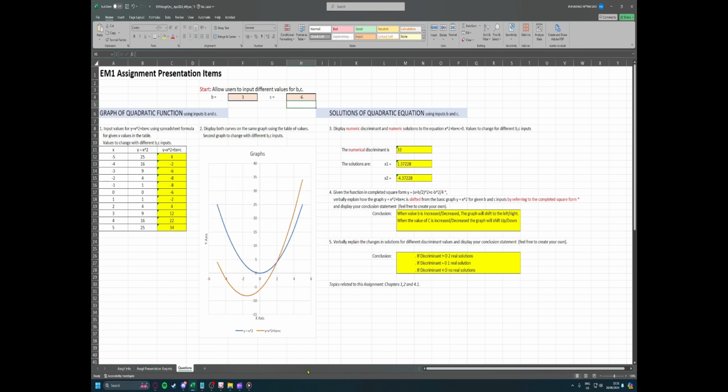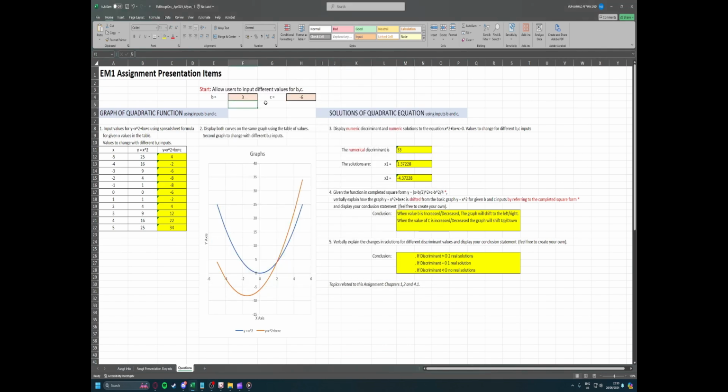For the vertical axis, similarly to the horizontal axis, if c is increased, the graph will shift up. For example, I change this to 9, and the graph will shift up. If decreased, the graph will shift down. For another example, I'll give you -13, and the graph will shift down here. So therefore, when the values of b and c are increased or decreased, the graph will shift left, right, up, down respectively.